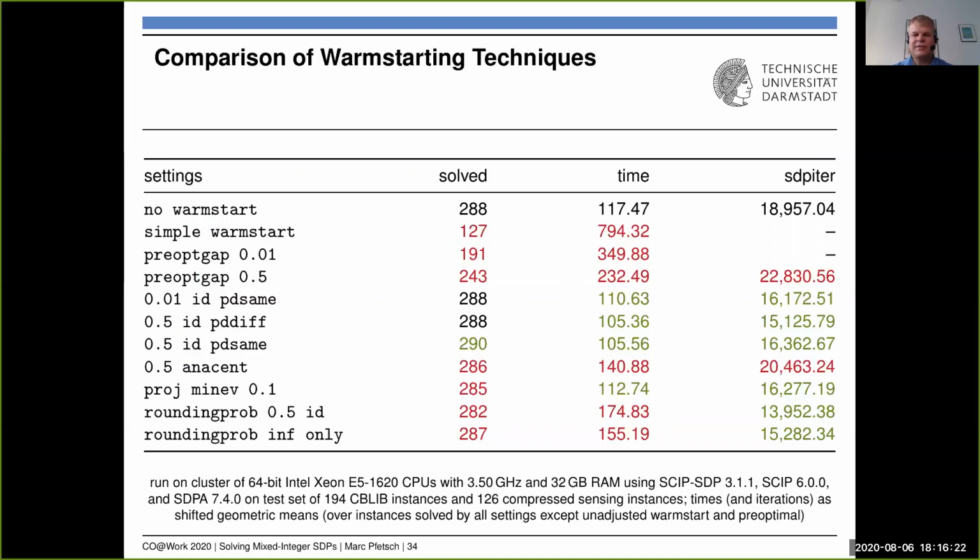And here you see some results. There are a lot of numbers. The bottom line of this table is that no Warmstarting solved 288 instances, and there is only one method that solves more. It's this here. This is the convex combination between the identity matrix and the positive definite matrix. It saves a bit of time, but the savings are not really great. And remembering that I said it's very difficult, maybe this is not surprising.